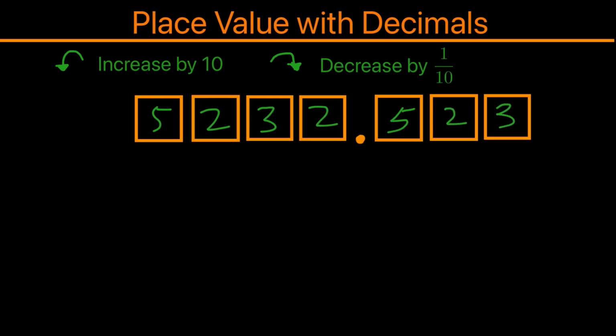5,232.523. In this example, the 2 here is the 1's value. The 3 here is the 10's value. And 2 is the 100's value. And the 5 here would be the 1,000's.